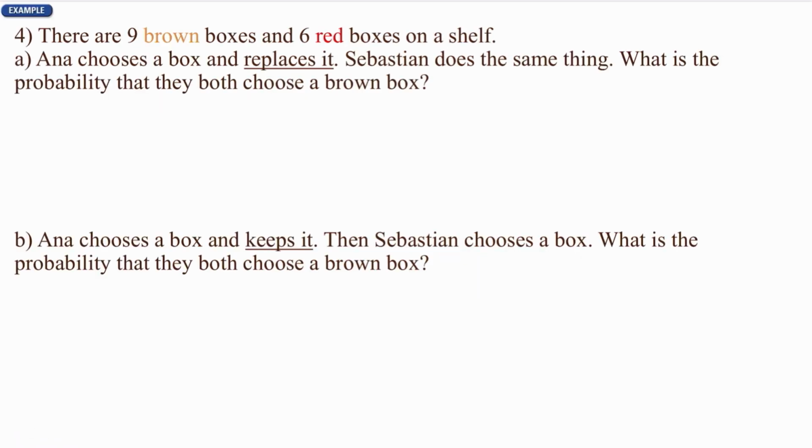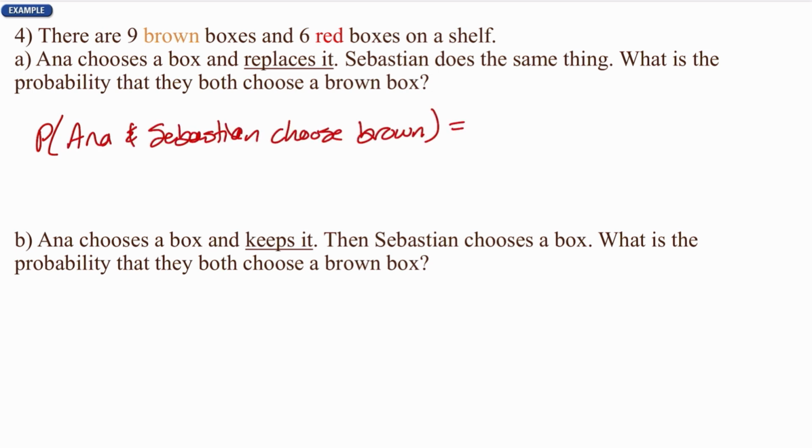Okay, pause the video and try number 4. So for this one, Anna chooses a box and then replaces it, so that makes it independent. Sebastian does the same thing. The probability that both choose a brown box. So let's write down our proper notation here. The probability that Anna and Sebastian choose brown will be, well, there's 9 brown boxes and there's 15 total boxes. So that's for Anna, and she puts it back. And so then Sebastian gets the same thing, 9 times 9 over 15 times 15. So that's 81 over 225, which is exactly 0.36. Should make that an equal sign, not an approximately equal sign.